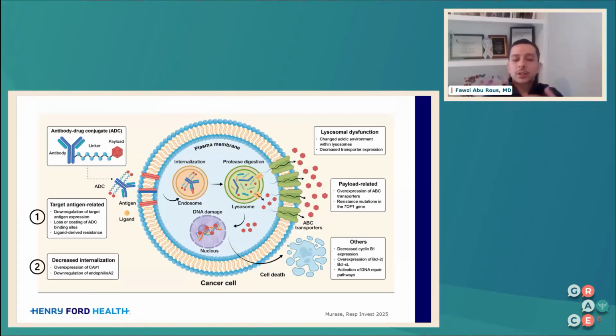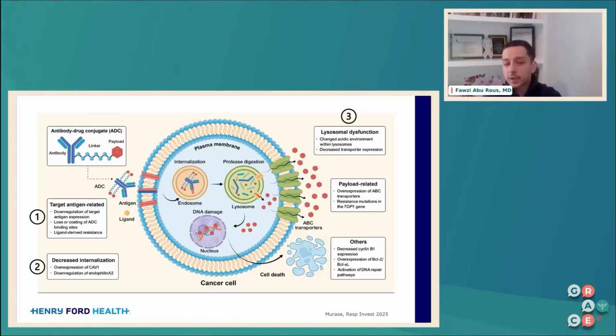Number two, it can do what we call decreased internalization. So we explained that when the ADC binds to the target, the cancer cell will internalize it. So it will just stop doing that. So it stops producing the enzymes that internalize the proteins, and will increase the production of the enzymes that cause efflux, or basically kick these proteins out.